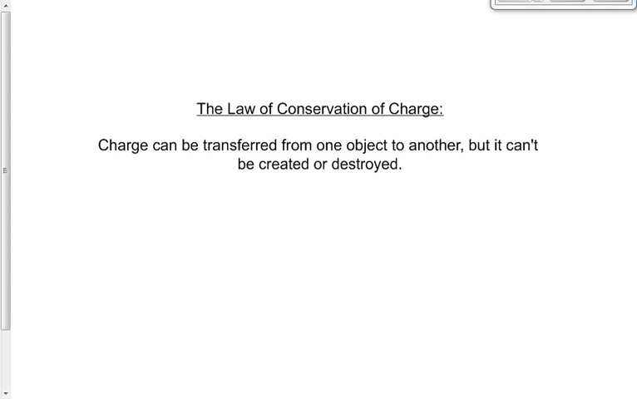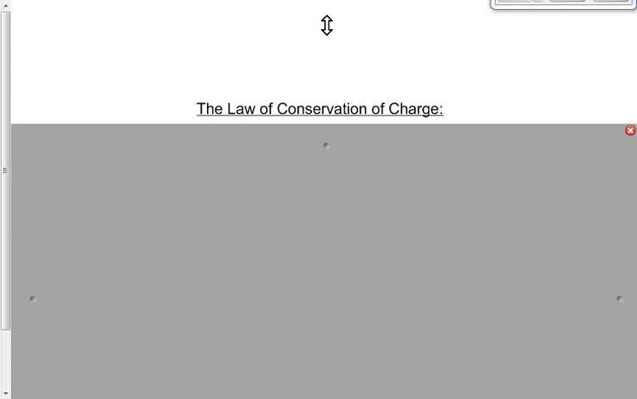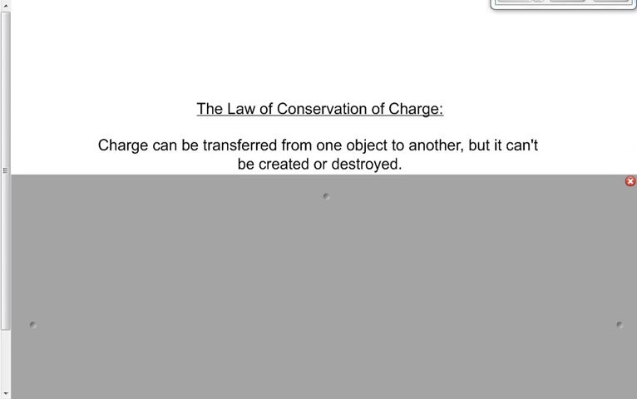One more law that doesn't really go with the first 3, but is also important for us, is called the law of conservation of charge. The law of conservation of energy says that energy can't be created or destroyed. The law of conservation of mass or of matter says that matter can't be created or destroyed. The law of conservation of momentum says momentum before and after is the same. In other words, momentum can't be created or destroyed. The law of conservation of charge says that charge can't be created or destroyed. It can be transferred from one thing to the other.